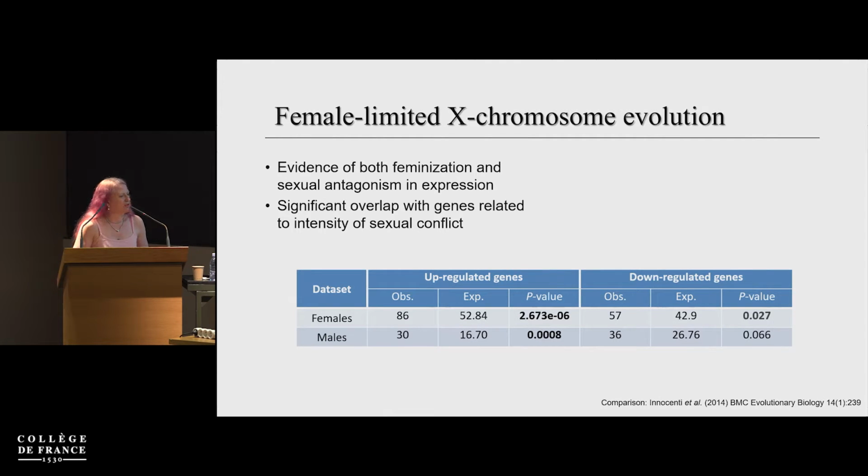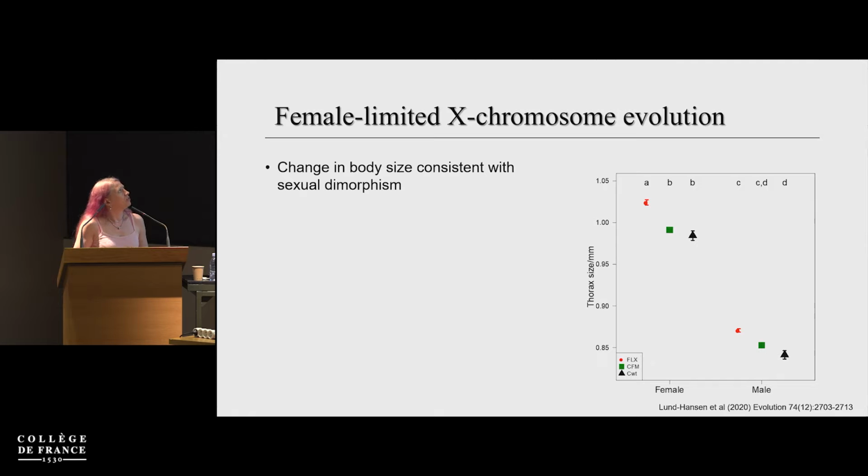We also found significant overlap with genes related to the intensity of sexual conflict, which was kind of interesting, maybe not something that we initially expected, but of course sex-specific selection pressures are going to be related to sexual conflict, so it's perhaps not that strange. We also saw a change in body size, which is consistent with sexual dimorphism.